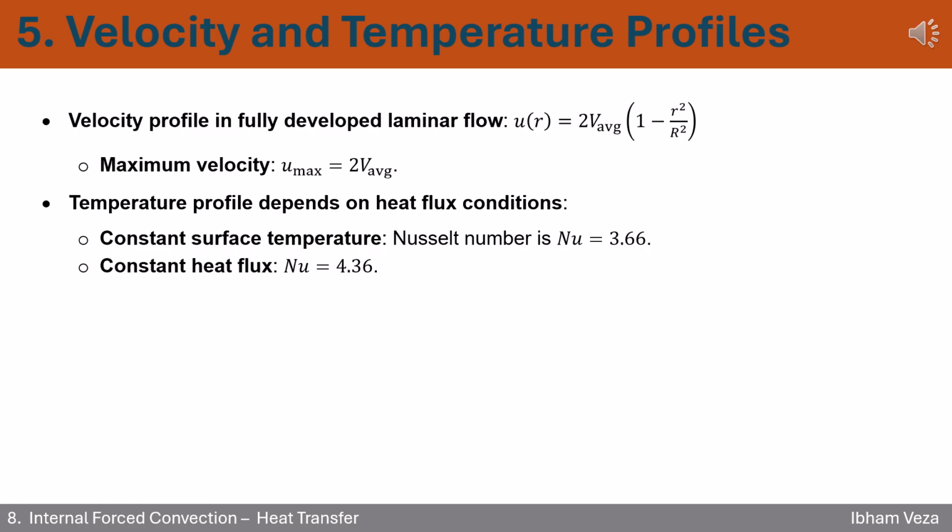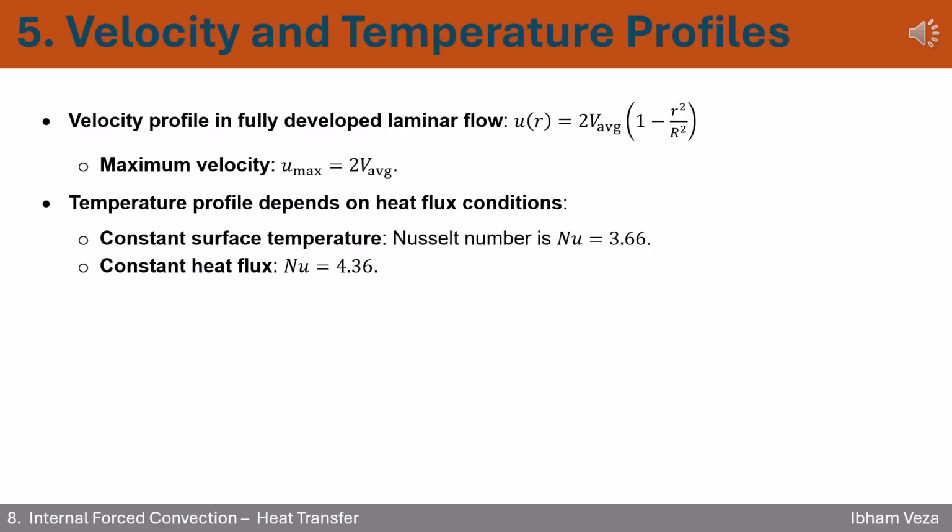5. Velocity and temperature profiles. Let's look at how velocity and temperature behave inside pipes. In fully developed laminar flow, velocity follows a parabolic shape. It's fastest in the middle and zero at the walls. The maximum velocity is exactly twice the average velocity. This means flow near the center moves much faster than the bulk average.